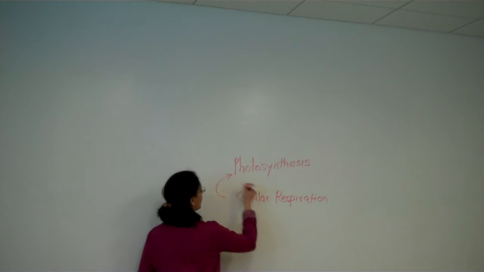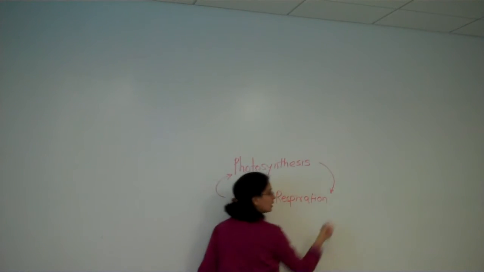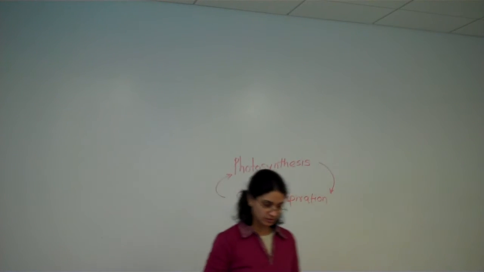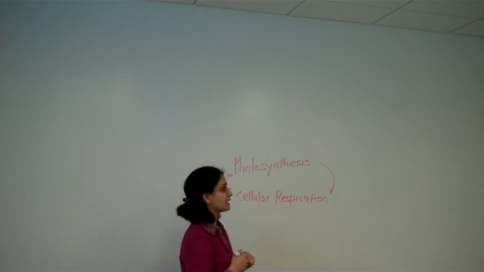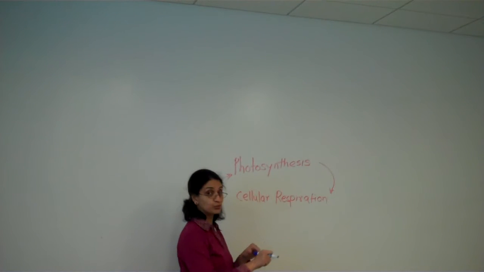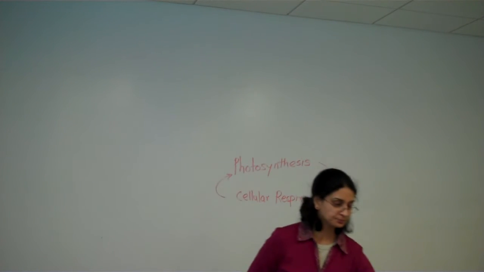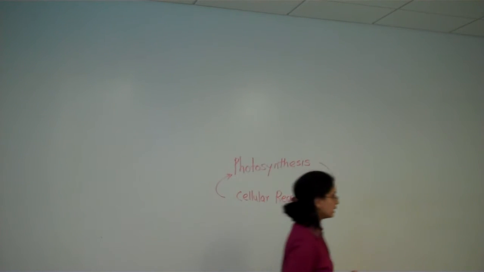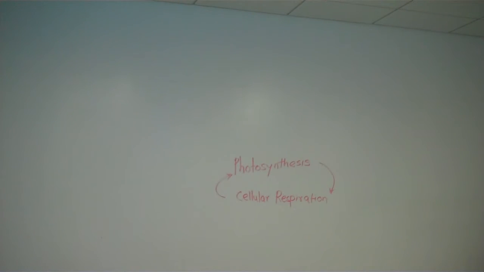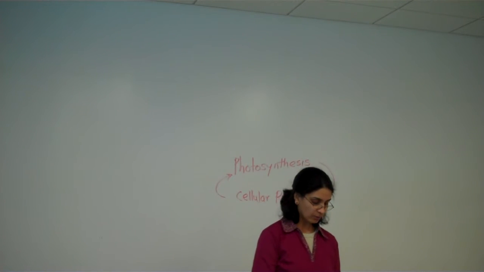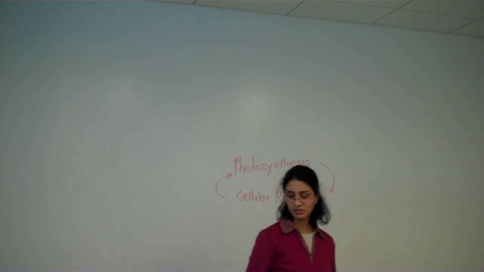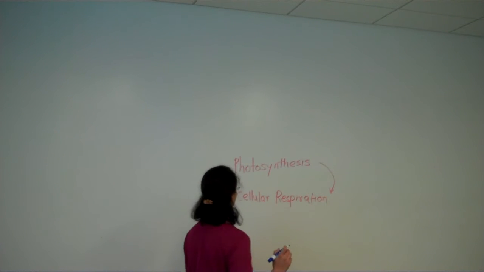One needs to be done to fuel the other process. They are absolutely complementary, or in other words, exactly like two different faces of the same coin. Now, we've already discussed chapter 6, which is about cell respiration. So right now I am only going to talk to you about chapter 7, which is photosynthesis.